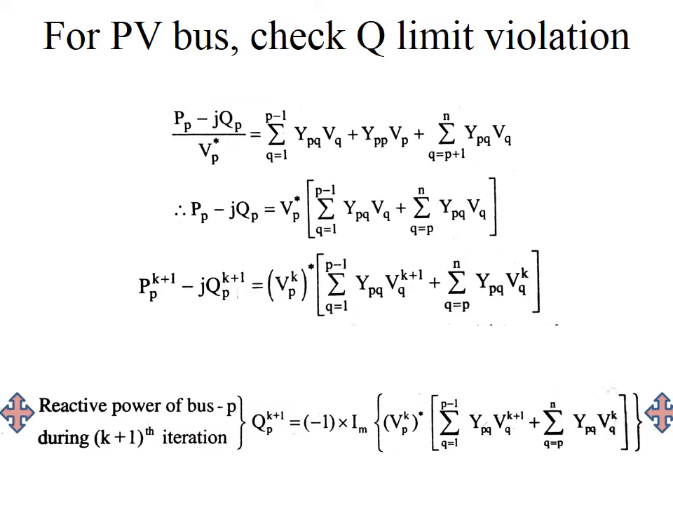If it violates the specified limits, then the reactive power of the bus is equated to the limit violated and it is treated as a load bus. If it does not violate the limits, then the bus is treated as a generator bus.